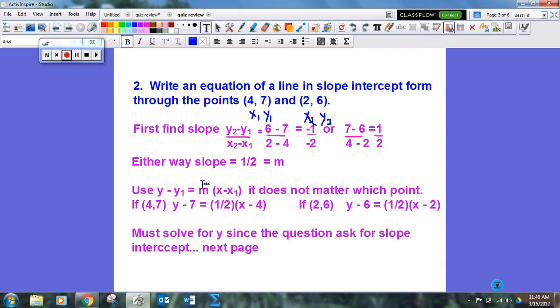I now use my point slope form, which is y minus y1 equals m times x minus x1. It does not matter which point I use. If I use 4, 7, I get y minus 7 equals 1/2 parentheses x minus 4. If I use 2, 6, I use y minus 6 equals 1/2 times x minus 2. I have a small typo here that I'm going to correct. You must solve for y since the question asks for slope-intercept. That's on the next page.